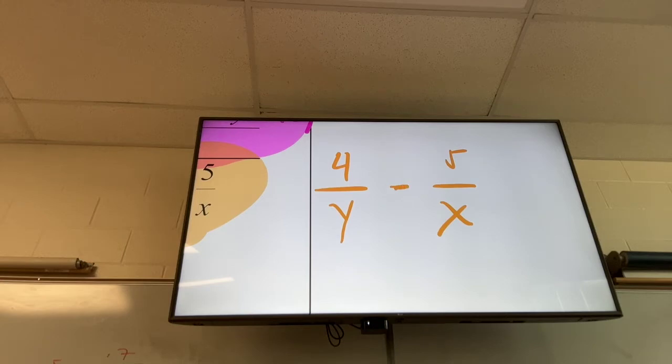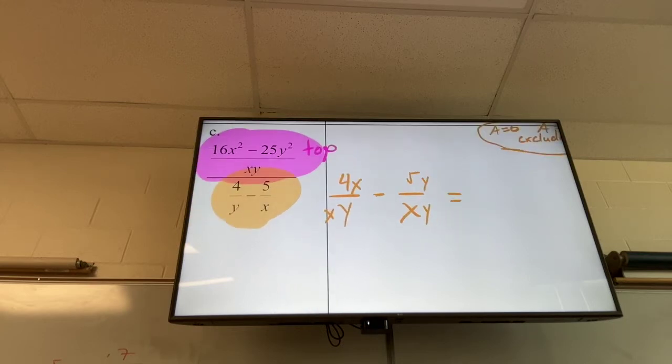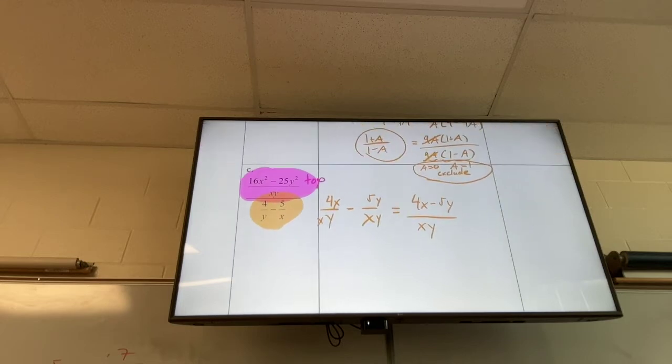So what's missing from my left denominator that I have on my right? X. I'm going to multiply the top and bottom here by x. Simple enough. What's missing in my right denominator that I have over here? Y. So I'm going to multiply the top and bottom by y. Simple enough. Okay? So the bottom becomes 4x minus 5y all over xy. That's my bottom.